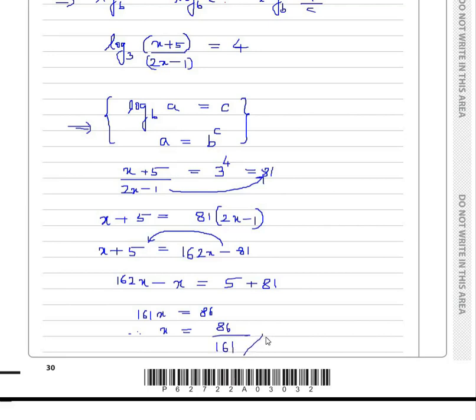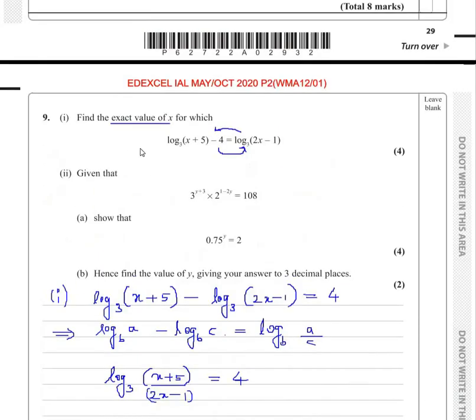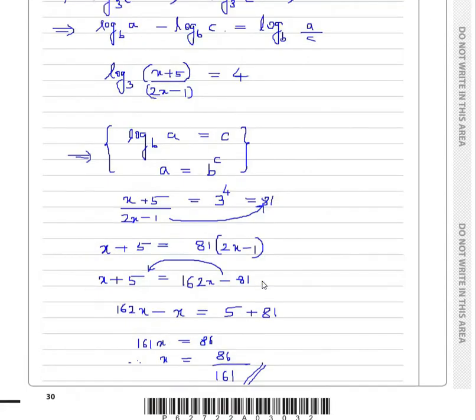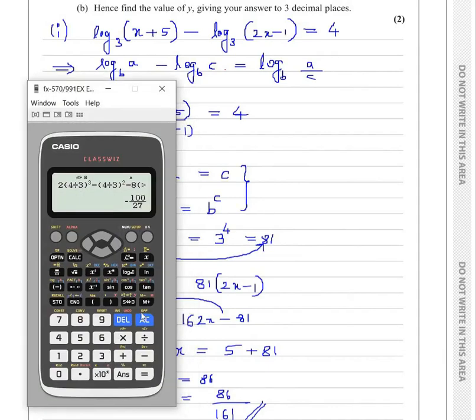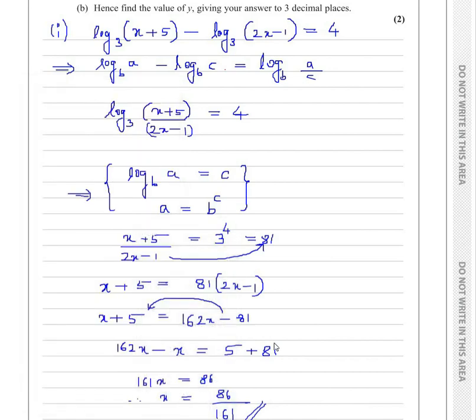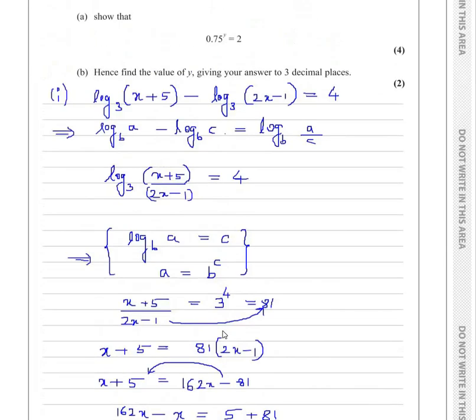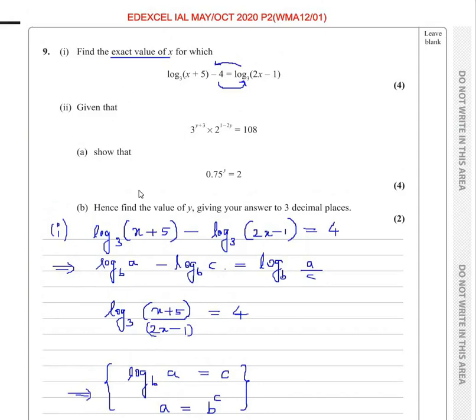Do not solve or write the answer in decimal form, because they have asked us to keep the answer as an exact value. We will keep it this way. Let us just check if we can simplify this further. So we have 86 divided by 161. We get the same value, showing us that it cannot be simplified further. So this is the answer for part A of the question, the first part.